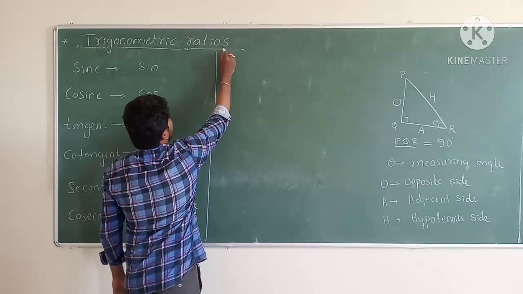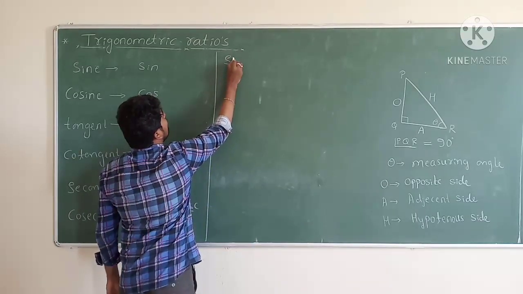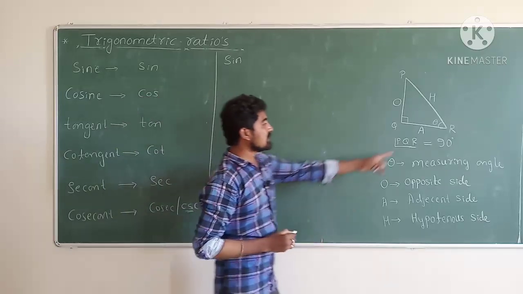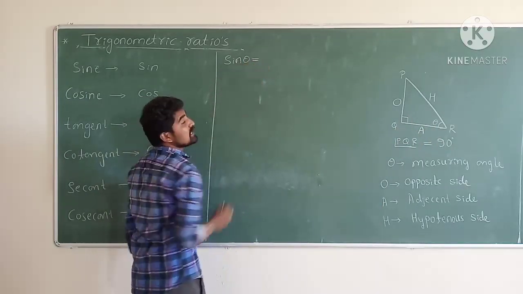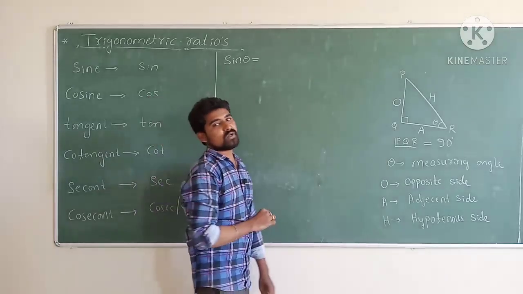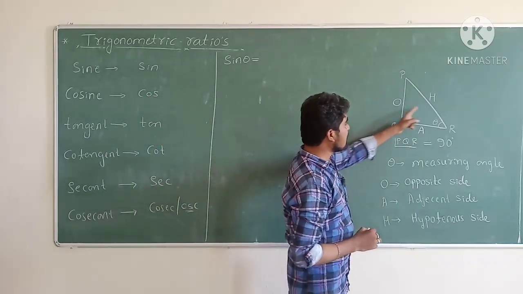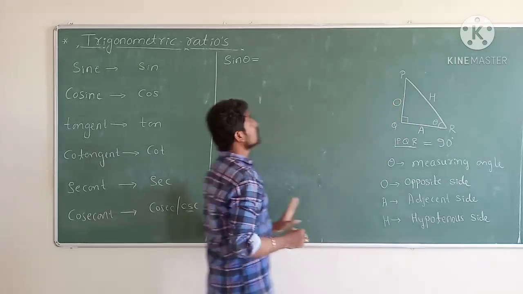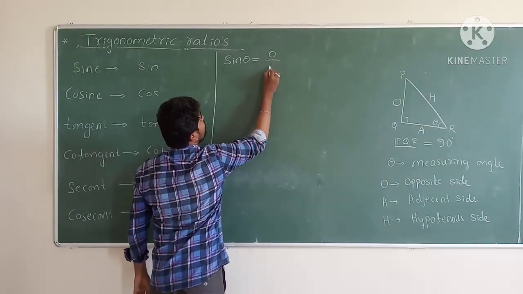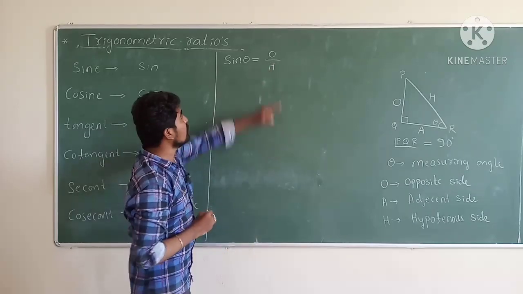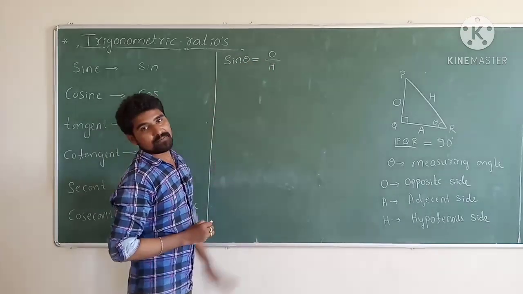The definition of sine of measuring angle theta. So sine theta is the ratio of opposite side to the hypotenuse side. That is the definition of sine theta: the ratio of opposite side to the hypotenuse side.